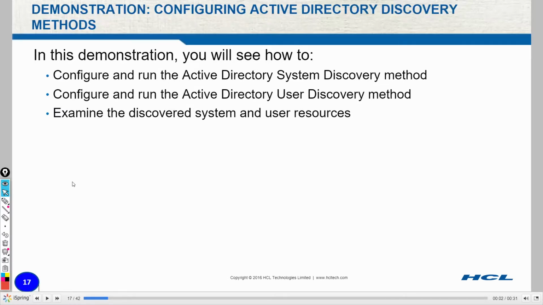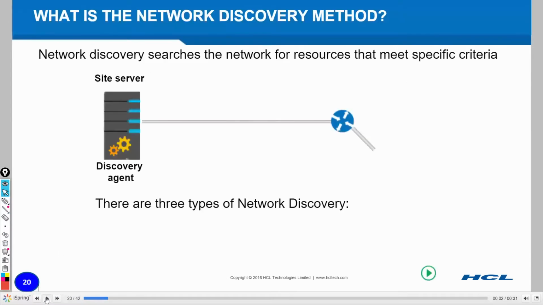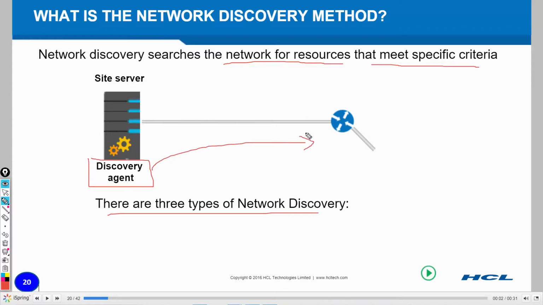In the demonstration we have already seen how to run system and user discovery, and we have also examined the discovered systems and user resources on our SCCM server. Network discovery searches the network for resources that meet specific criteria. There are 3 types of network discovery. This is our site server, and we have a discovery agent. That discovery agent runs a specific criteria to discover your resources on your network.